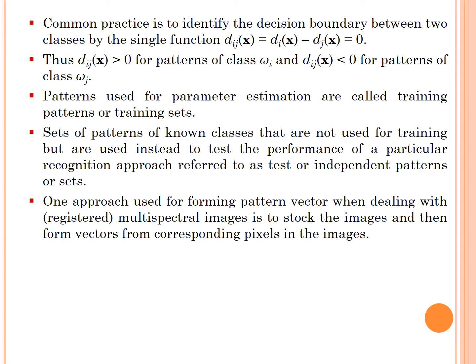Patterns used for parameter estimation are called training patterns or training sets. Sets of patterns of known classes that are not used for training but are used instead to test the performance of a particular recognition approach are referred to as test or independent patterns or sets. One approach used for forming a pattern vector when dealing with registered multispectral images is to stack the images and then form vectors from corresponding pixels in the images.